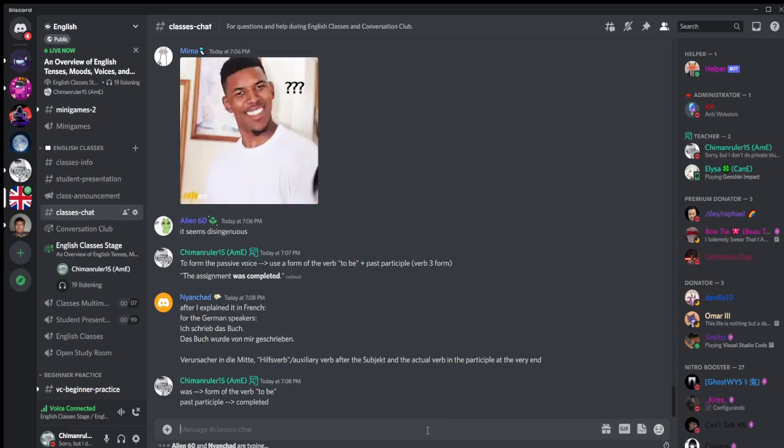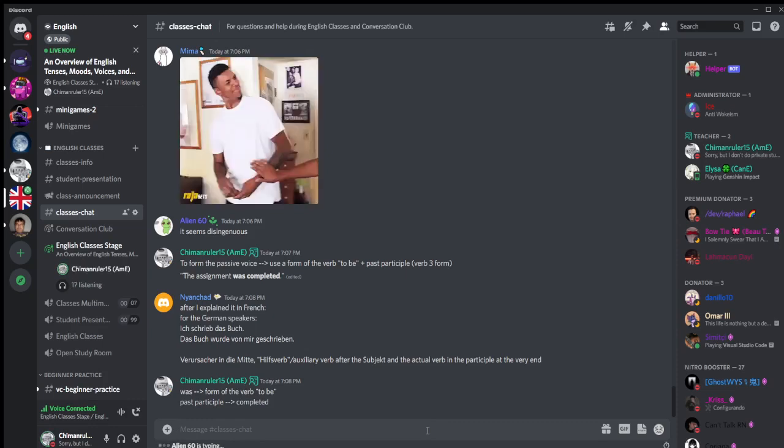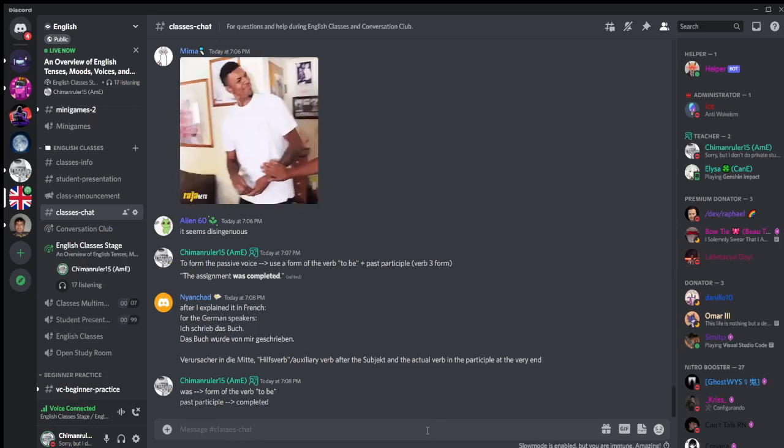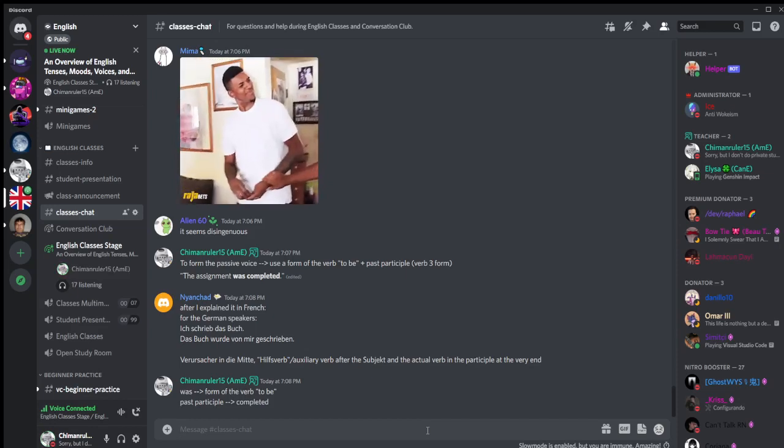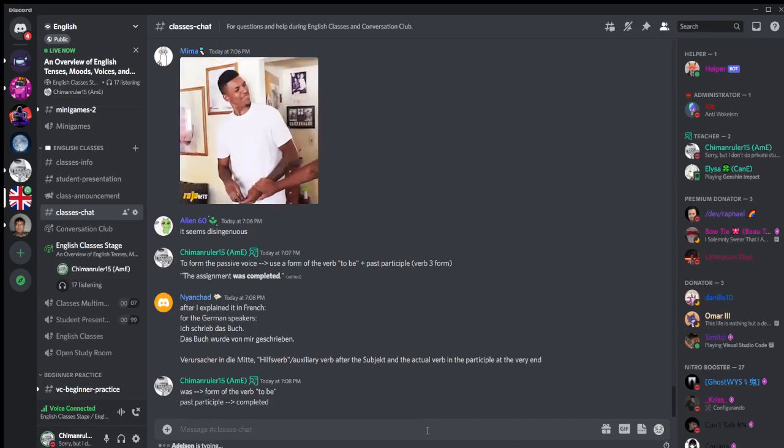since we're talking about the forms of the verb to be here, that's definitely something I need to master before even trying to come up with any of these examples. But you get the idea. So was in my sentence here is a form of the verb to be, and the past participle is completed. The assignment was completed.